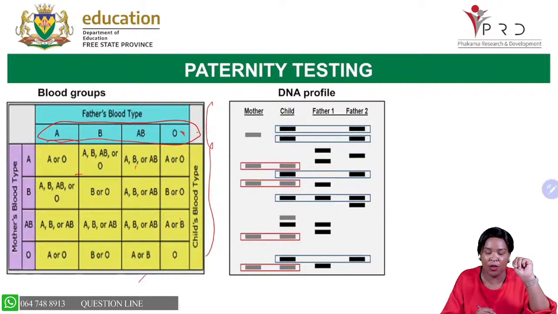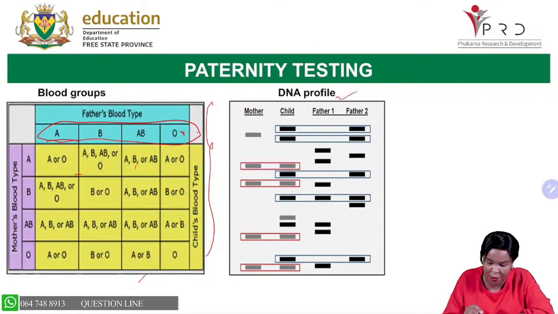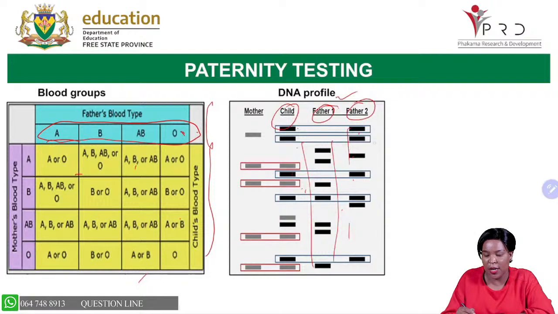It's not very accurate. However, DNA profiling can be used to prove paternity, because now the sequence of the nitrogenous bases will be compared, and when they are compared, they can match. If they match, then you know for certain that this person can be the father of a particular child, by just comparing what? The sequence of the nitrogenous bases there.